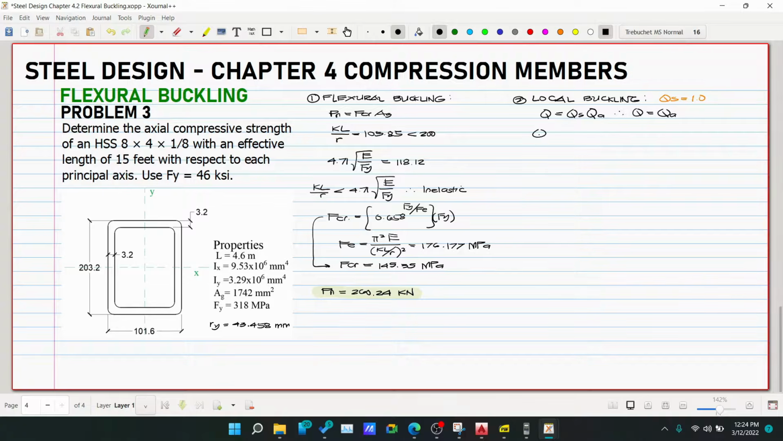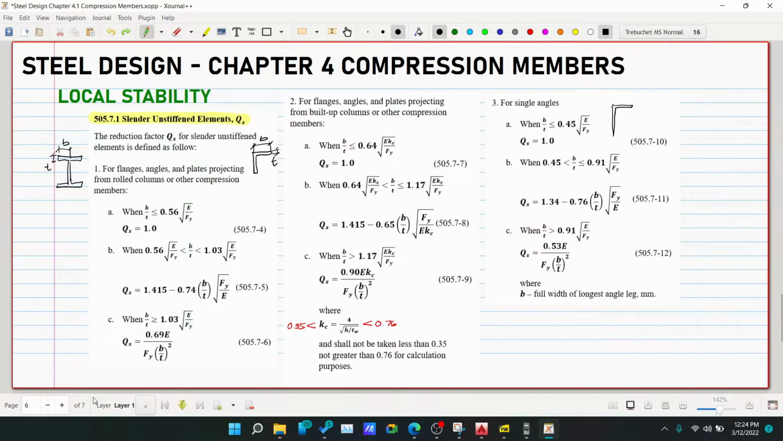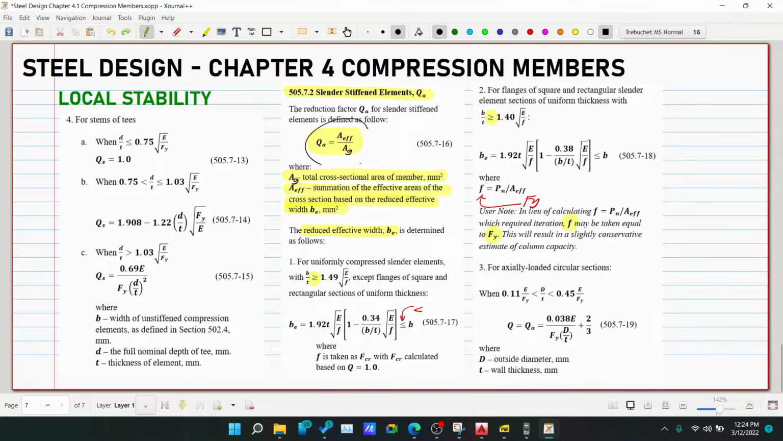Okay? Then, ang ating Qa is equivalent to A effective over Ag. Okay, balikan natin yun. Ang ating Qa is equivalent to A effective over Ag na kung saan ang A effective is the summation of the effective areas of the cross-section based on the reduced effective width. Tapos yung ating Ag is the total cross-sectional area of the member. Okay? So, saan tayo dito? Sa number 2 tayo. Ayan. Bakit? Kasi dito sa number 1, for uniformly compressed slender elements, except flanges of square.